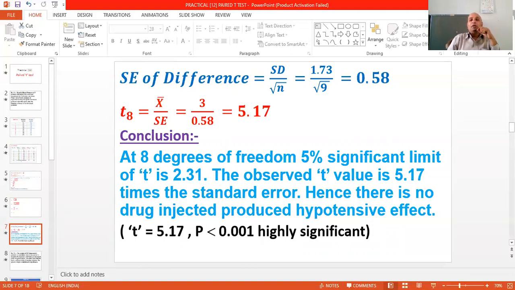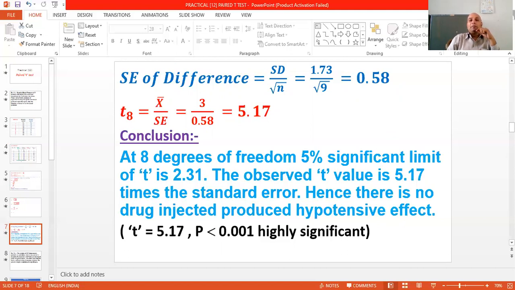Then calculating the t value. T8 means n minus 1, where n is 9, so 9 minus 1 is equal to 8. Then the t value T8 is equal to x bar upon standard error. X bar is 3 and standard error is 0.58. Then T8 is equal to 5.17.